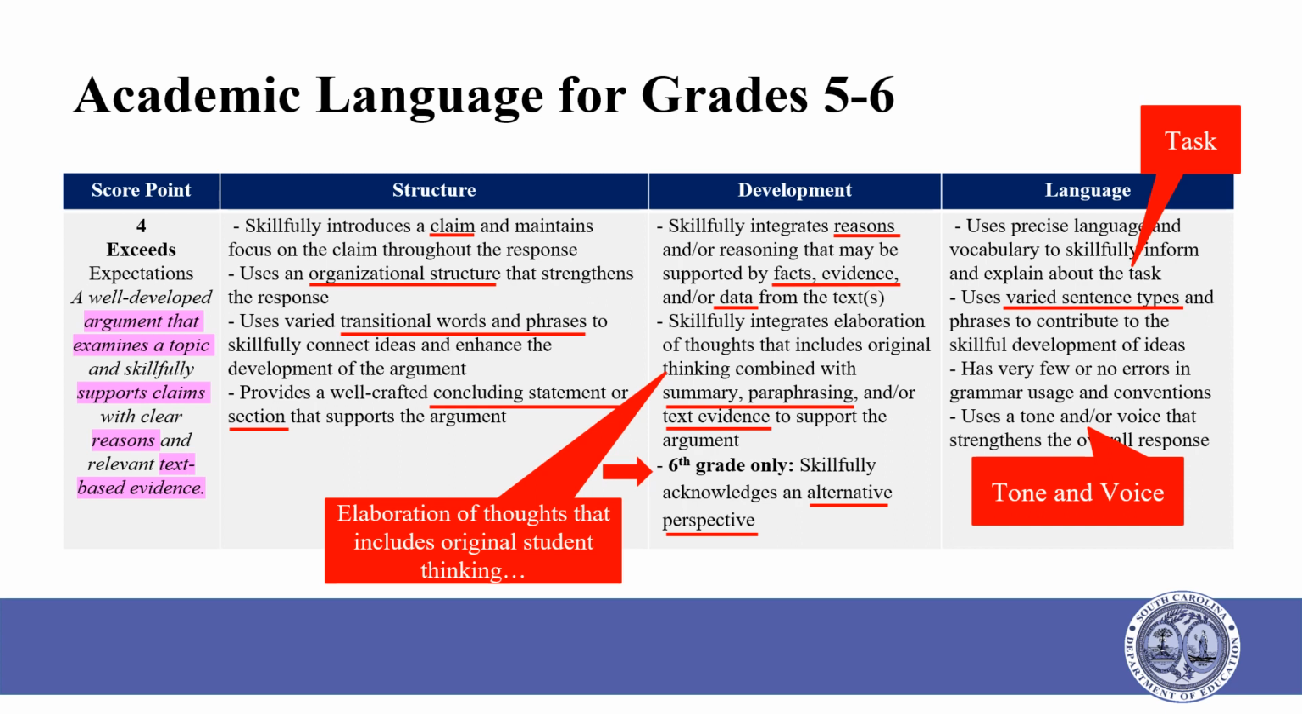In grade 6 only, students are expected to acknowledge an alternative perspective. For the purpose of summative assessment, students are expected to mention how another person may view the topic. No reasons or supporting evidence is required. Voice and tone appear in all rubrics at the 4 score point. This score point is above the grade level indicator. A score of 3 is on grade level.